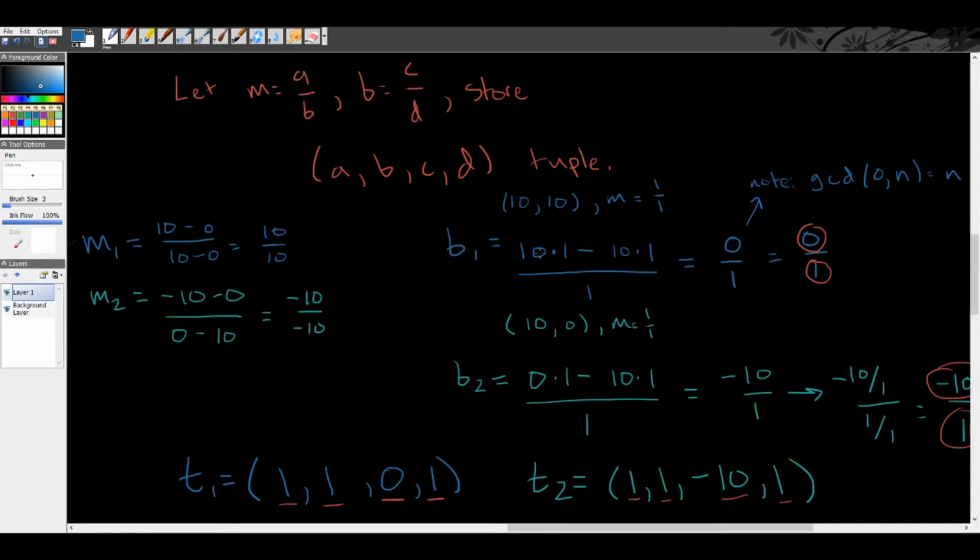10 times with a y value times delta x, which is on the bottom, minus the x value times delta y, which is on the top, divided by delta x. So that will give us 10 minus 10, which is 0 over 1. And then we divide by the GCD, and just a small note, the GCD of 0 and n is just n.